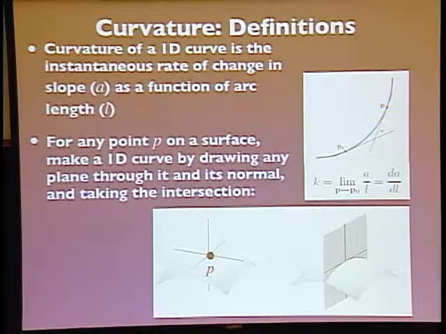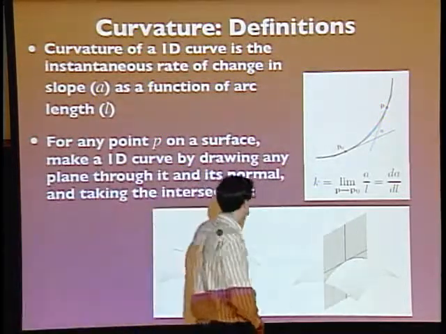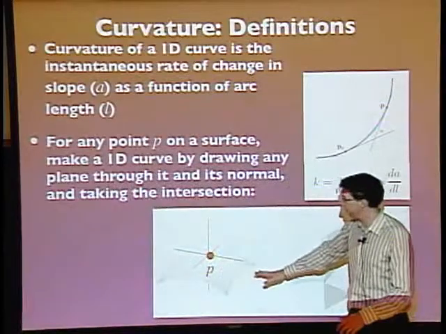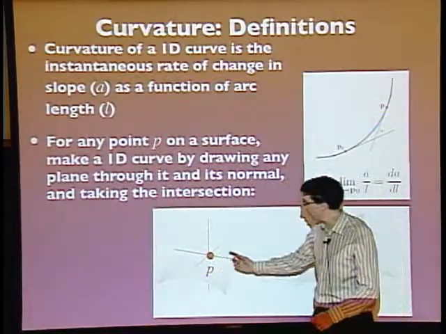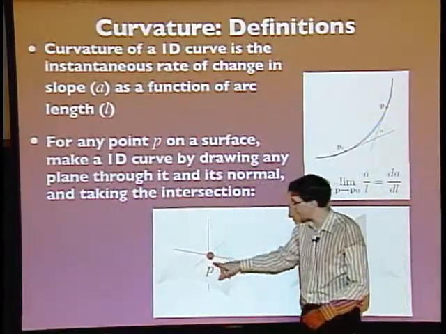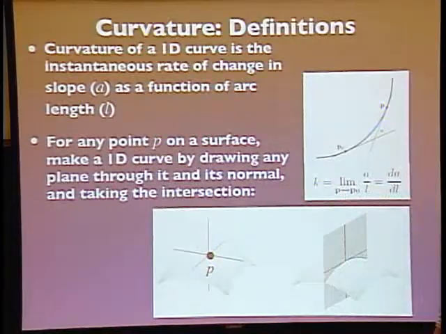Okay? Now, for a surface, we don't have one unique tangent line. If we're in a 3D world, we can define a contour that goes in any possible direction through this point P. So how do we calculate the curvature? Well, here's how we do it.